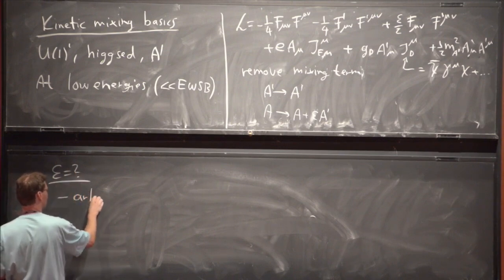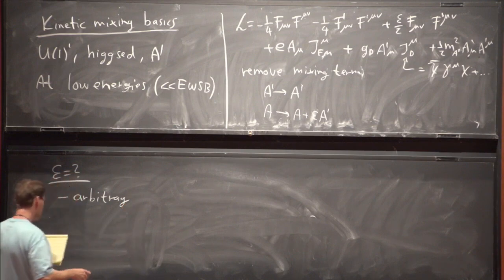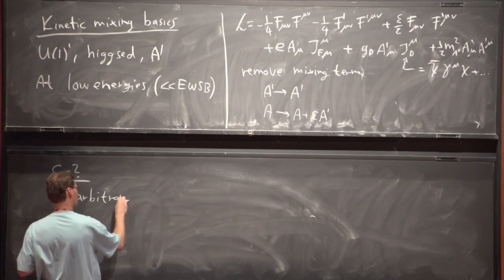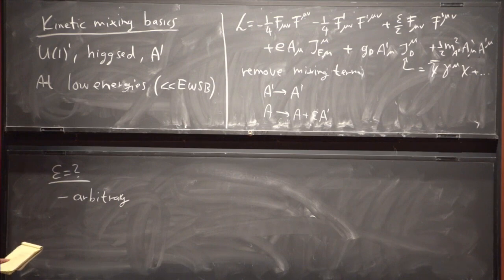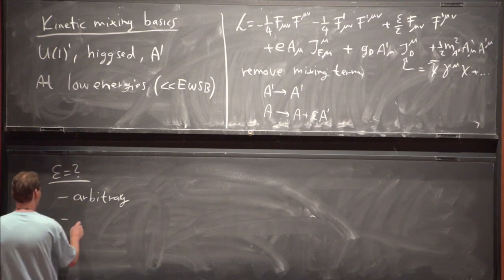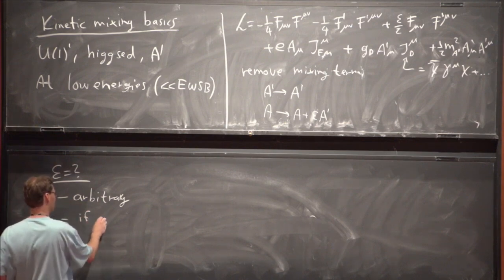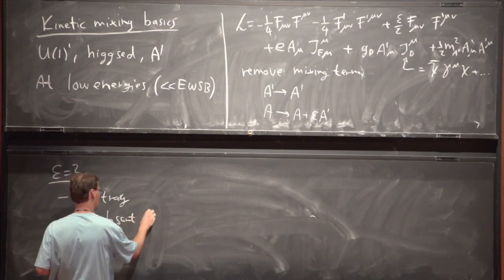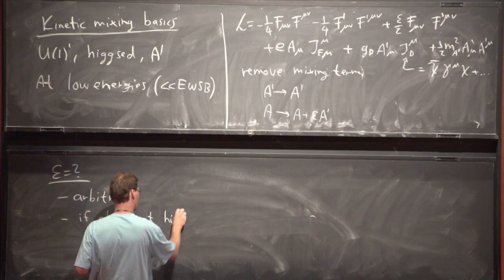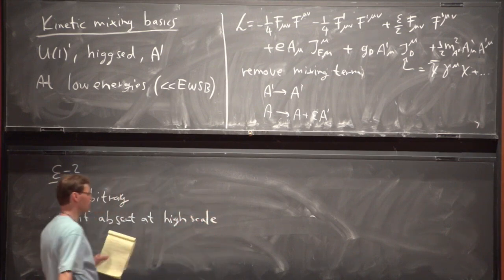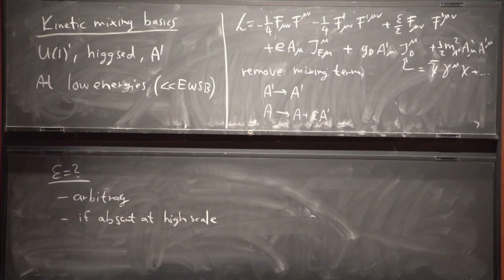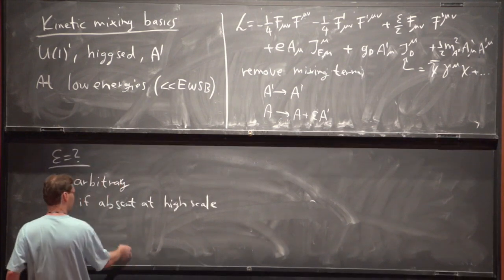So the first answer is that it's arbitrary. It's a UV quantity. Basically, it's sensitive to physics at some cutoff Lambda, whatever that might be, and some UV boundary condition. But you can imagine that it's absent at a high scale. The way to do that, for example, is that you embed the U1 hypercharge, or even the dark U1, into a grand unified theory, and then it could be generated below that scale.